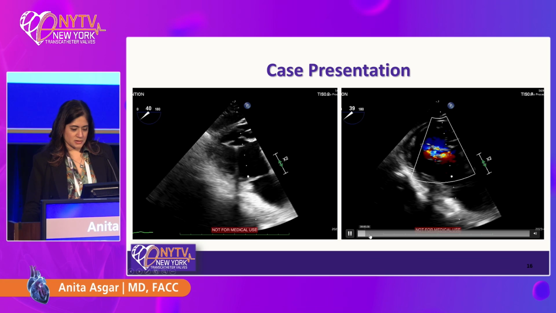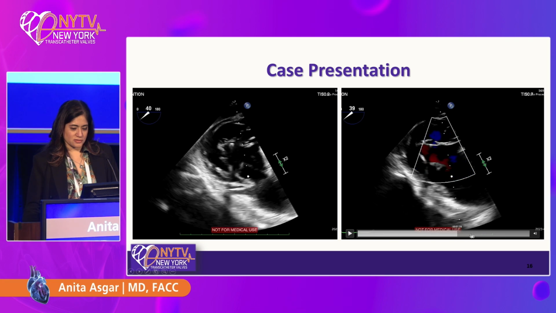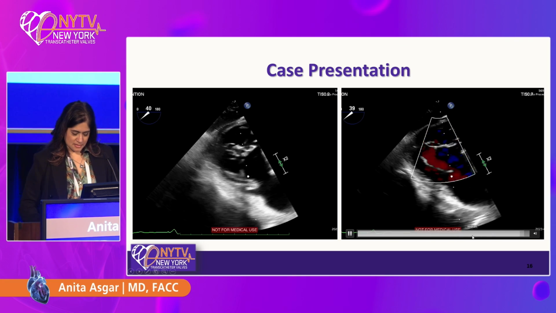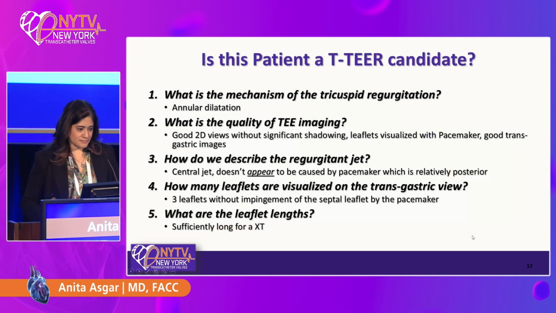Not sure why that won't play. You can see the jet there. So we felt, I didn't show you all the images, but that the mechanism of tricuspid regurgitation here was actually not the pacemaker lead, but rather annular dilatation with a central jet of tricuspid regurgitation. We felt the quality of the imaging was good. There was no significant shadowing. We could see the leaflets with the pacemaker, and the transgastric imaging was good.